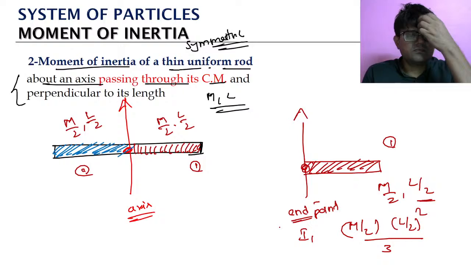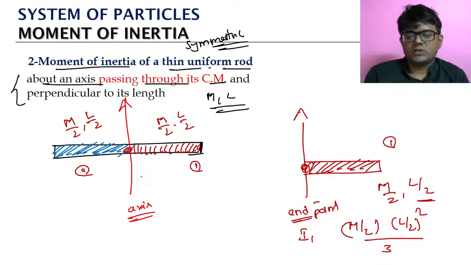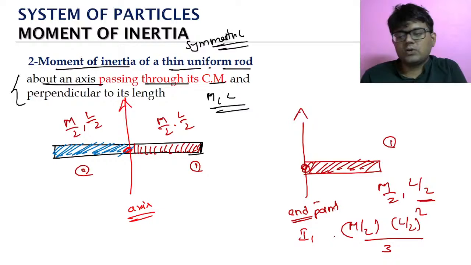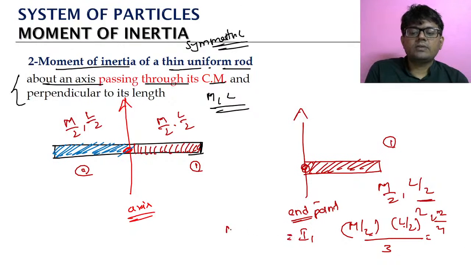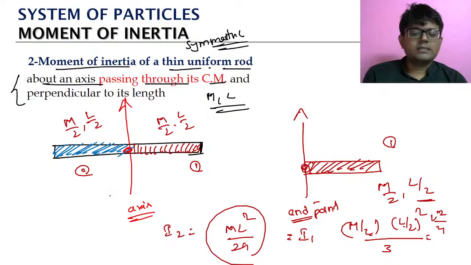So what does this say? I1 is the first part. I2 also, because the two parts are symmetric. So whatever the value of I1 is, I2 will also be the same. So here, this is m/2 into (l/2) squared. Squaring l/2 gives l square by 4. So 2 into 4 is 8, that comes in the denominator. So 8 times 3 is 24. See, what is I1? ml square by 24. That is equal to I2, because both are identical.